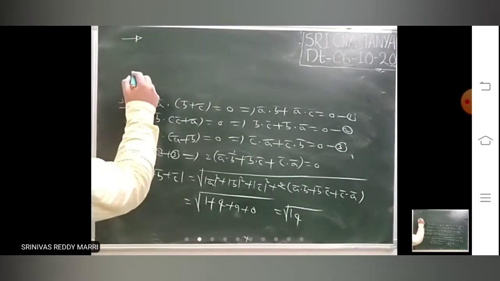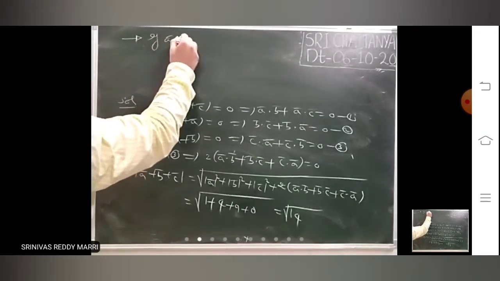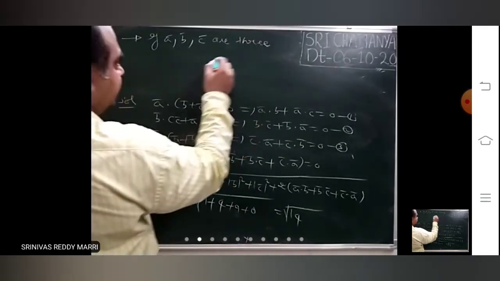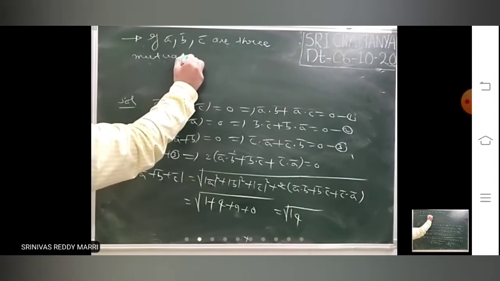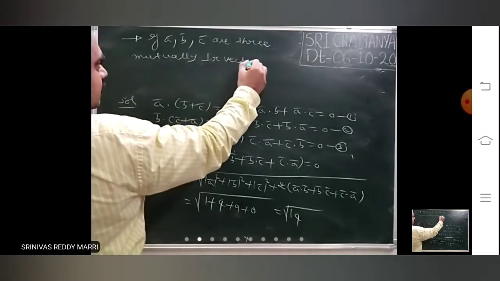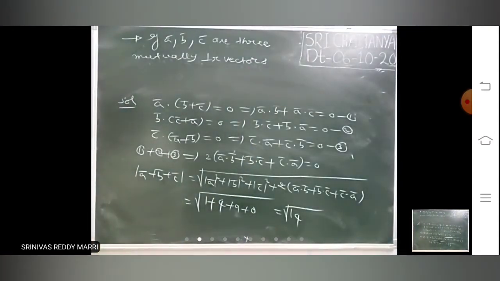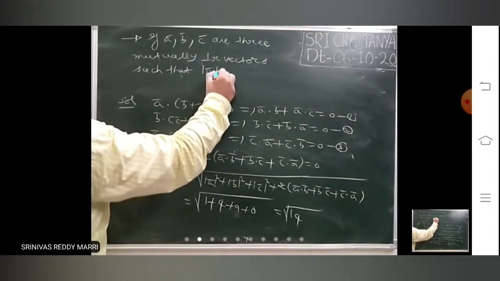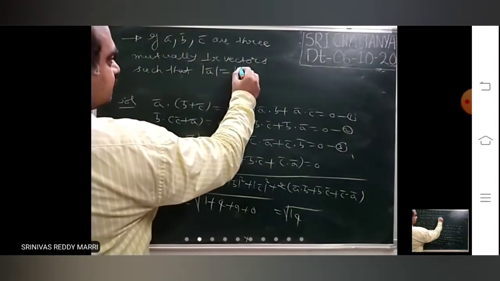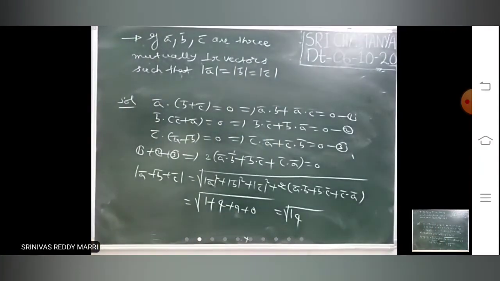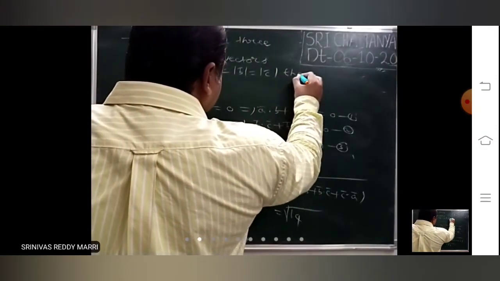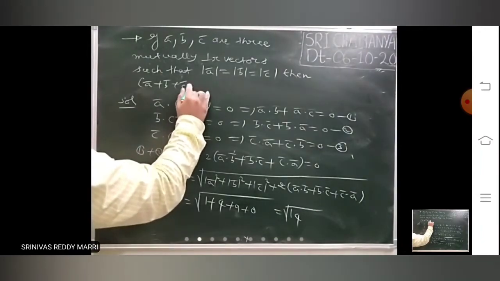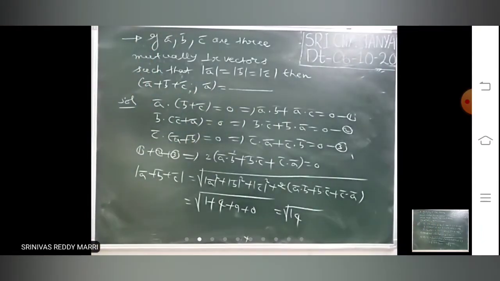Look at the next problem. If a bar, b bar, c bar are three mutually perpendicular vectors such that modulus a bar equals modulus b bar equals modulus c bar, then find the required value.